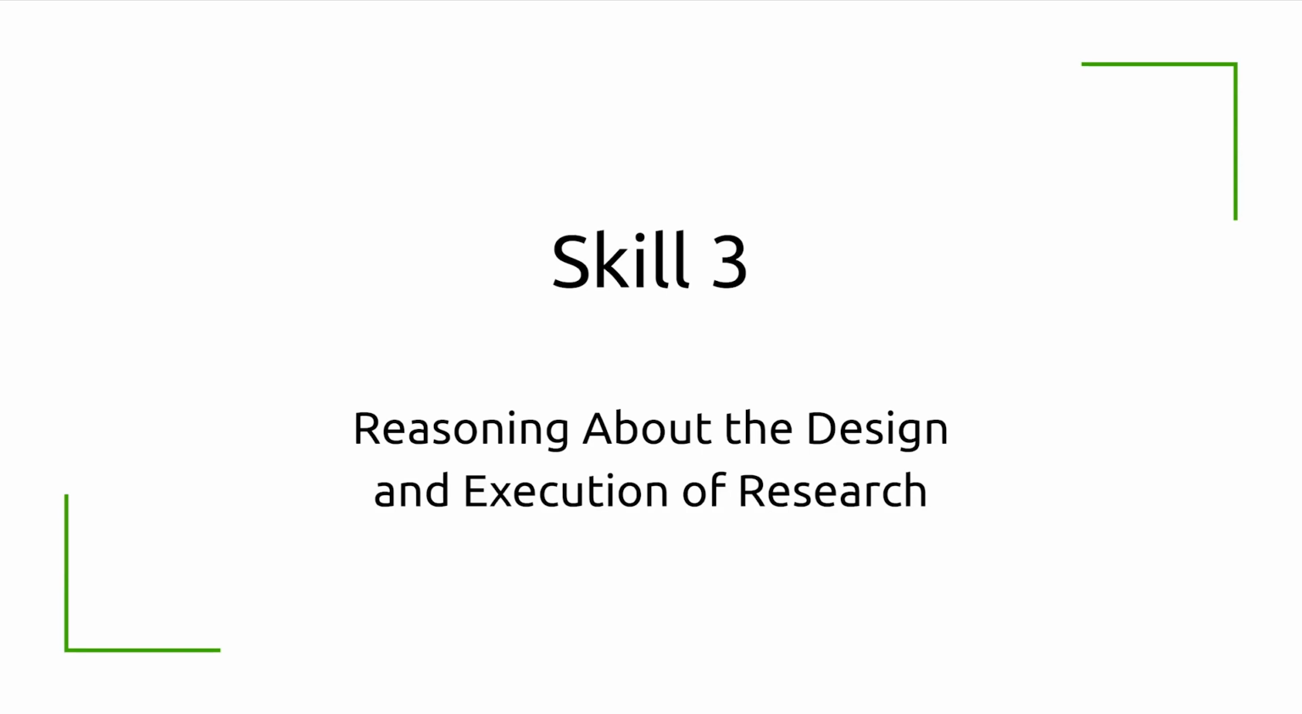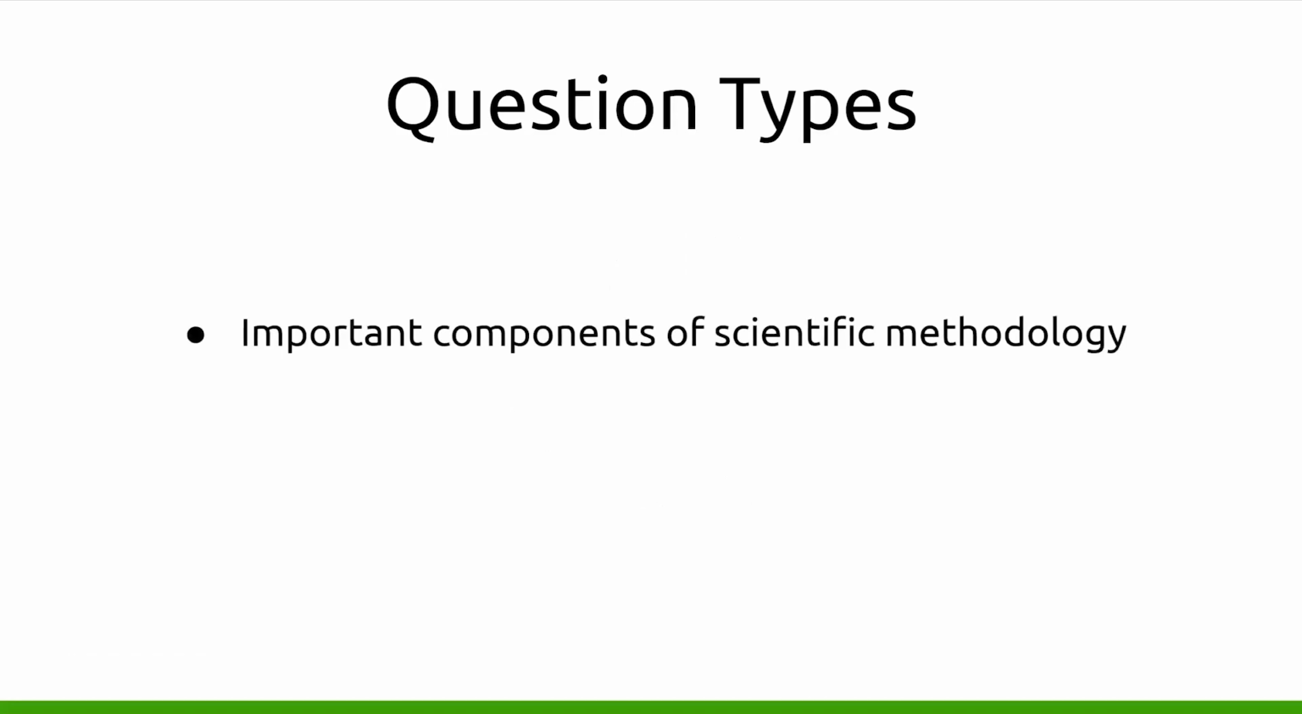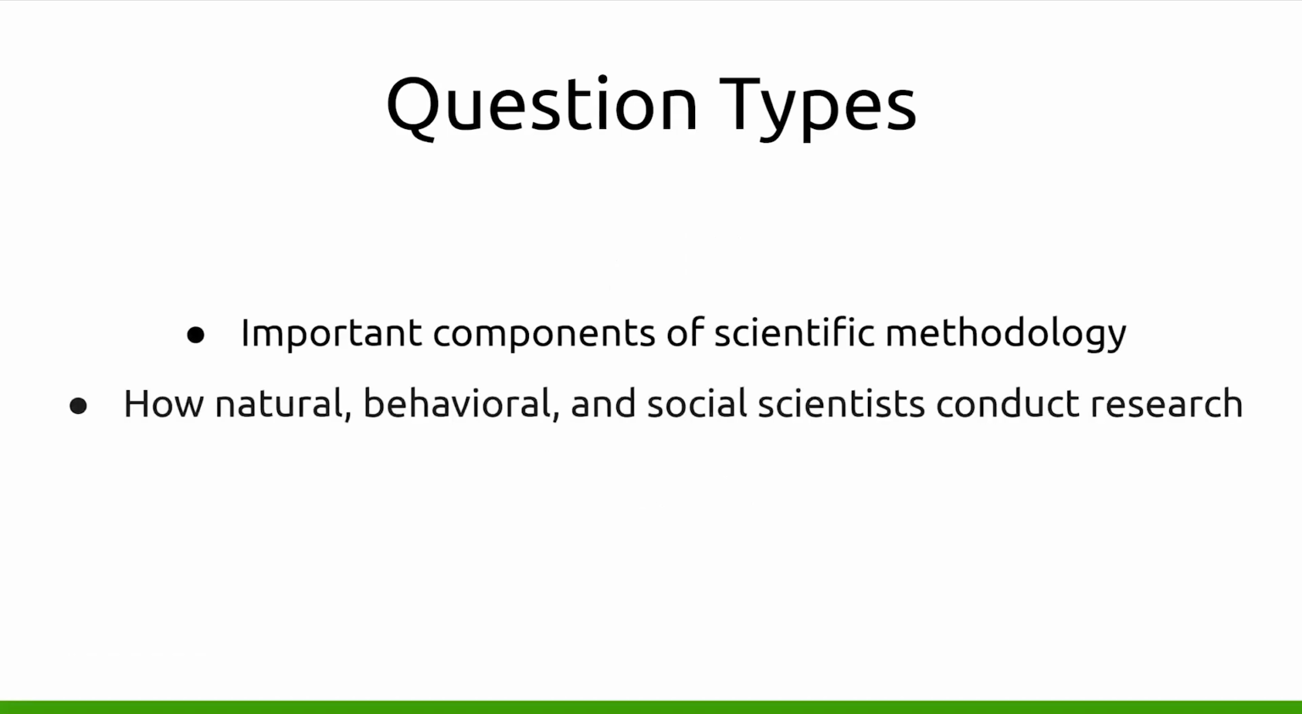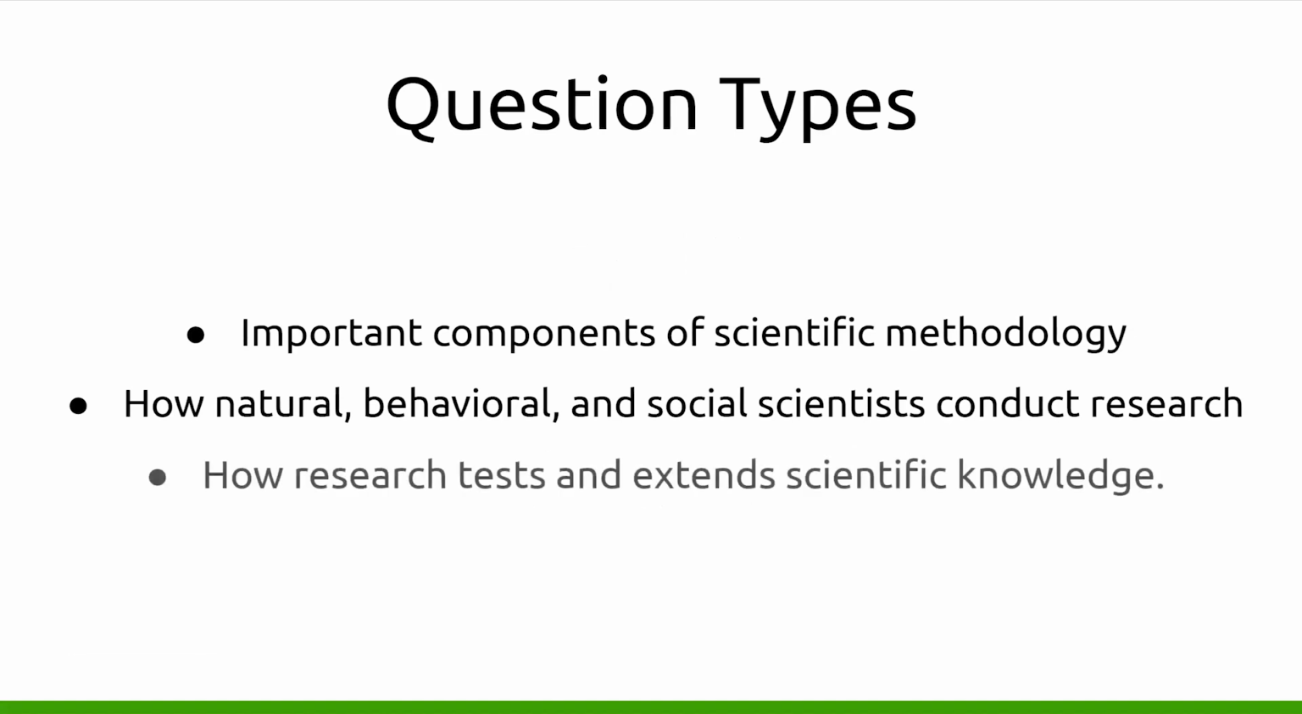Skill number 3 is reasoning about the design and execution of research. These are going to be important components of scientific methodology, how behavioral, natural, and social scientists conduct research, and how research tests and extends scientific knowledge. So this is all about, do you know how research works?